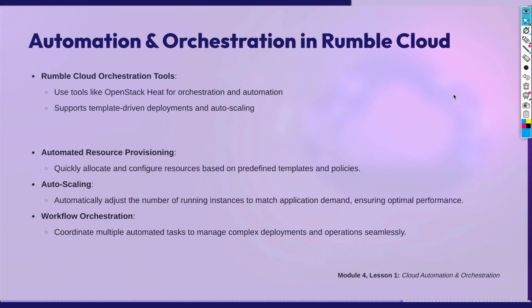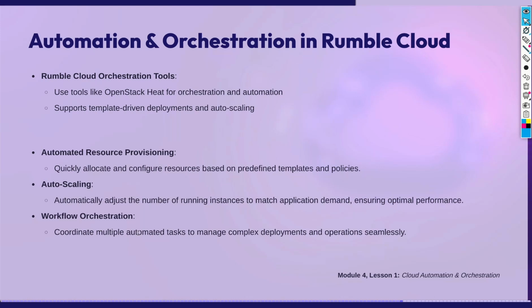So in Rumble Cloud, Rumble integrates automation and orchestration as its core features to enhance your cloud management experience. They are very big on this. So they use tools like OpenStack Heat for your templates, and they do support that template-driven deployment and auto-scaling. So you have automated resource provisioning. You can quickly allocate and configure resources based on those templates and policies that you have set up yourself. You have auto-scaling. Adjust the number of running instances to match the application demand. This just ensures that your application is running optimally and not wasting resources or using too much resources.